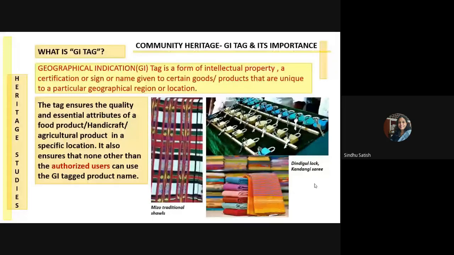Both these products were losing their sheen in the market, and they were hoping that the GI tag would help them get some recognition. And these lock manufacturing units are limited to a very small area, about just 5 kilometers in and around Dindigul. There are about 50 varieties of locks these artisans make here. And Kandangi sari is manufactured in Sivaganga district largely. And they are also facing challenges similar to those of Dindigul's locks.